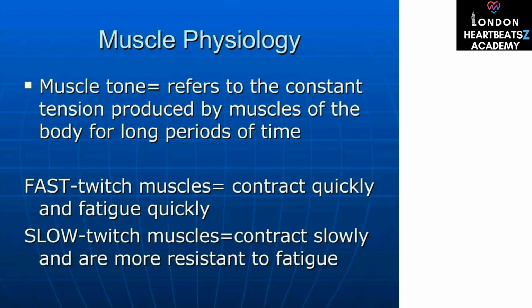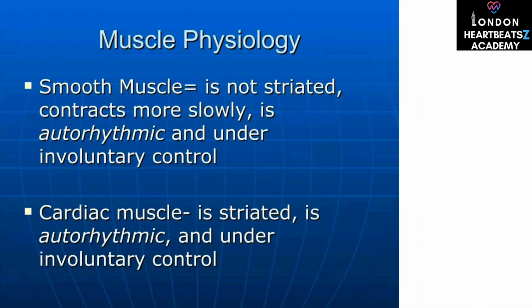Muscle tone refers to the constant, low-level tension maintained by muscles. Muscles are also classified as fast twitch, which contract quickly and fatigue quickly, or slow twitch, which contracts slowly and resist fatigue. Smooth muscle is non-striated, contracts slowly, is autorhythmic, and is under involuntary control. Cardiac muscle is striated, autorhythmic, and also under involuntary control.